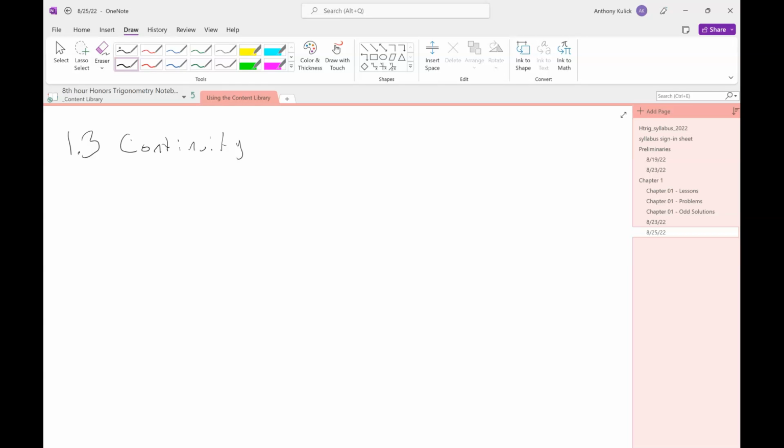All right. Let's put that to bed. Let's talk about continuity, and this will be a relief. What does it mean for a function to be continuous?